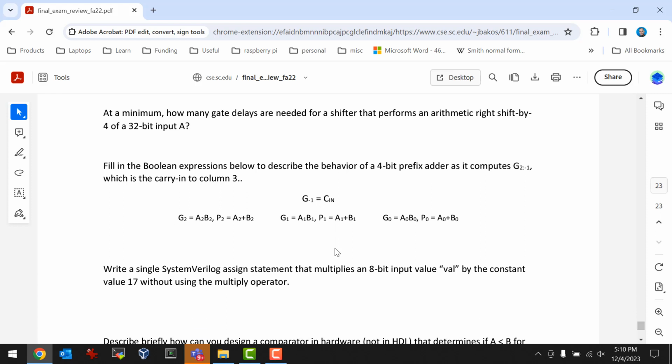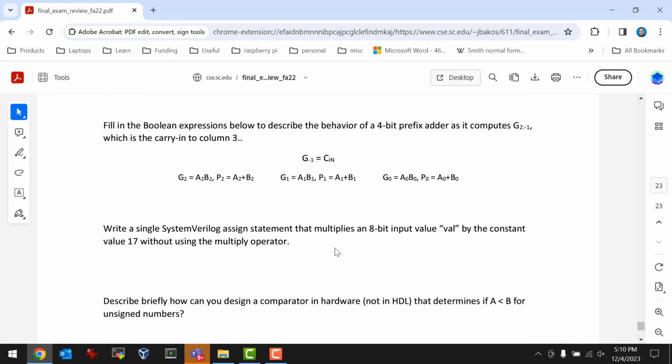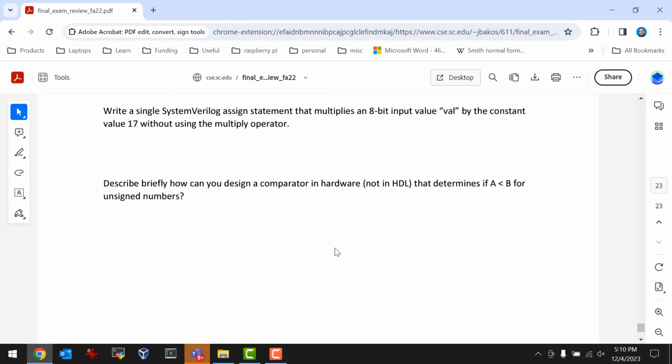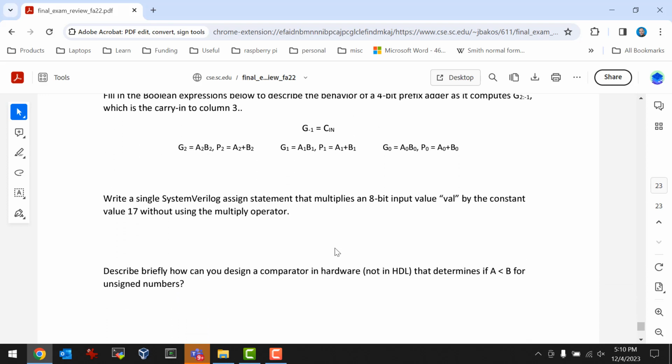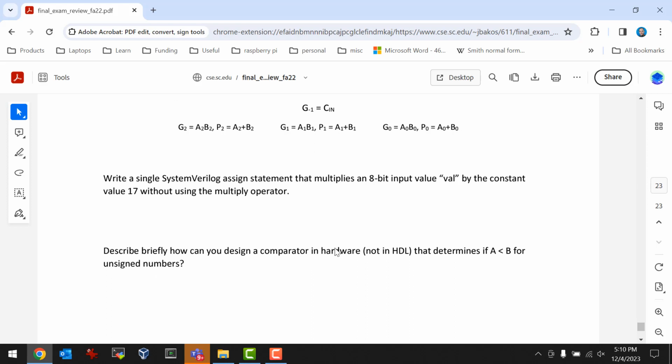Okay, fill in the Boolean expressions below, and I'm just about out of time, aren't I? Okay, so there's only one question left. It involves the prefix adder. So if you have any questions about that, let me know. Any other questions about anything? So I obviously didn't review the prefix adder. I also didn't get to the CMOS logic. So make sure you check that out too. That was the last 3 lectures I gave was on CMOS logic.